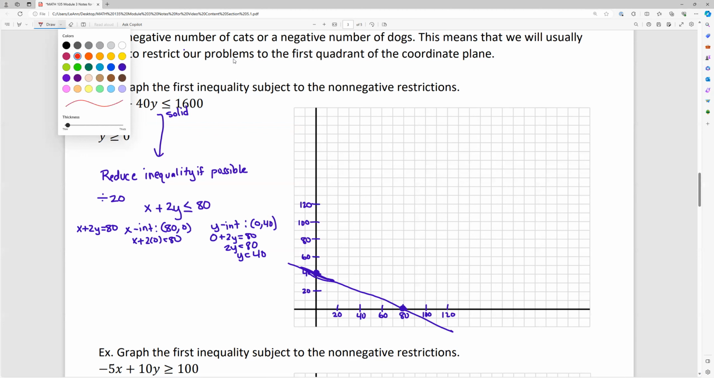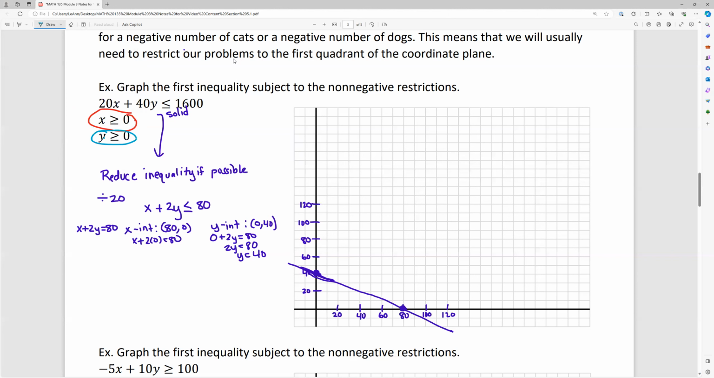I'm going to do those in different colors, so we can talk about that, because we're going to be talking about the shading next. So I've got this one, I'm going to draw the line in red. And for this one, I'm going to draw the line in, let's see, orange, maybe blue, a light blue. Okay. So x equal to 0, if you just think about x equal to 0, that is a vertical line at the x value of 0. So that's going to be right here. Actually it is the y-axis.